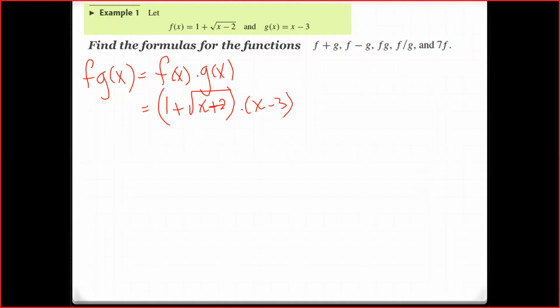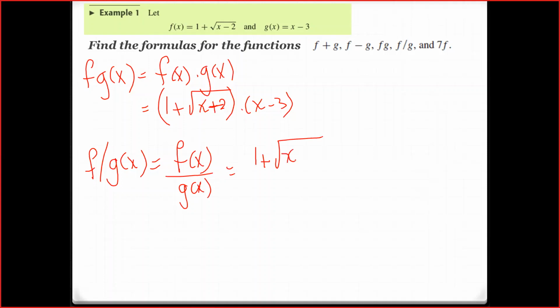What about f over g of x? It is f of x over g of x. So I can write it as 1 plus square root of x minus 2, over x minus 3. I just divide the two functions.